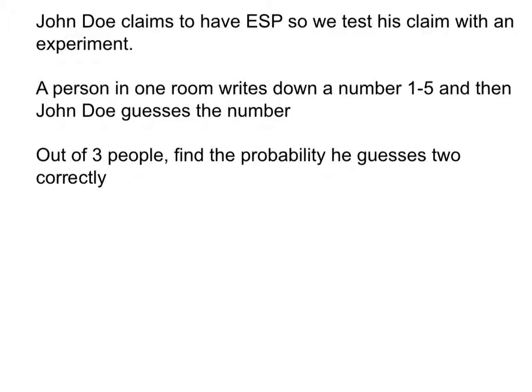John Doe claims to have ESP, so we test his claim with an experiment. A person in one room writes down a number 1 through 5, and then John Doe guesses the number. Out of 3 people, find the probability he will guess 2 correctly.